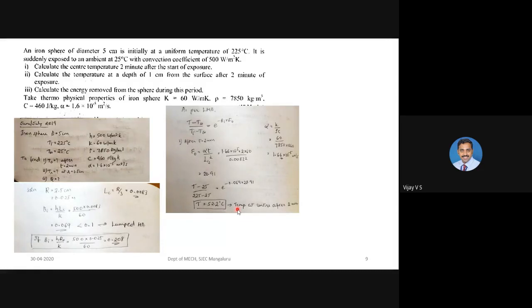So what is the temperature at the depth 1 centimeter? What answer should you write according to lumped heat analysis? Same, sir. Uniform, same as the temperature at the surface. So that is what I have written. Since this is a lumped heat case, temperature varies uniformly. So after 2 minutes, the temperature at the center is the same as the temperature at the surface, 52. Finally, they are asking what is the total energy removed, the heat transfer. From the data handbook, use the formula rho C V, you will get 12,999.6. This is according to lumped heat analysis.